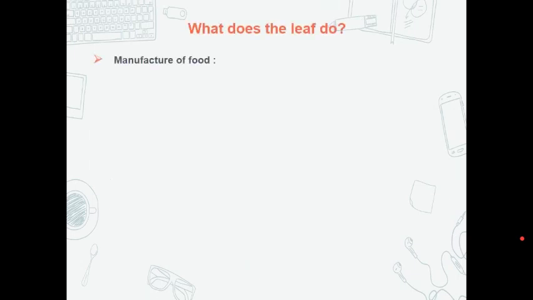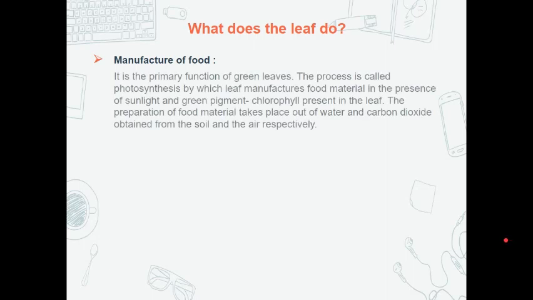So the leaf helps in manufacture of food. I told you already that the process is called photosynthesis. So that is the primary function of green leaves. How does the leaf become green? So there is a green pigment called chlorophyll which is present in the leaf. Now, chlorophyll helps the plants to absorb the sunlight.